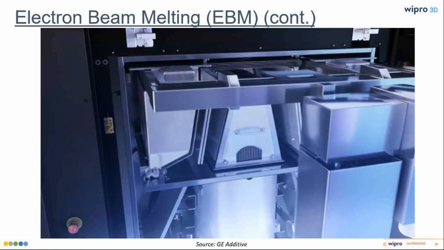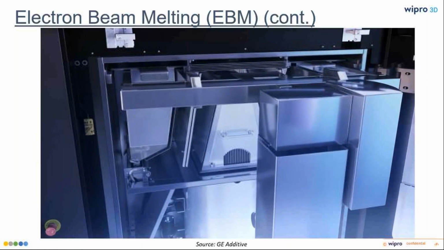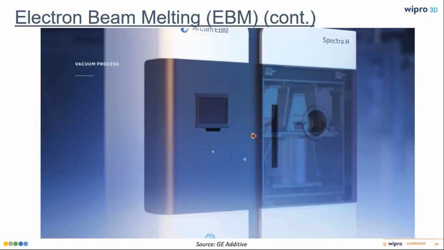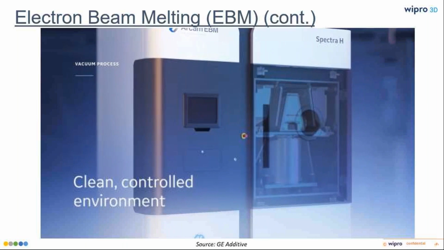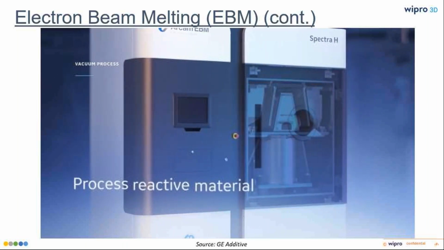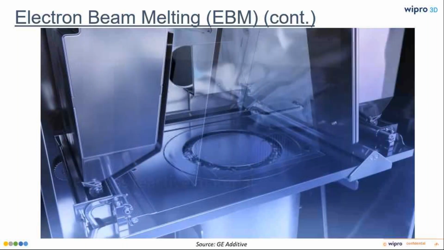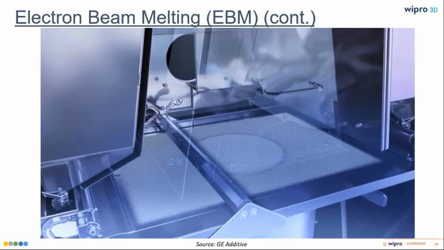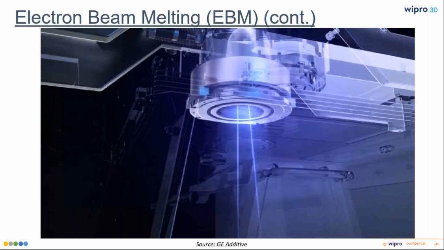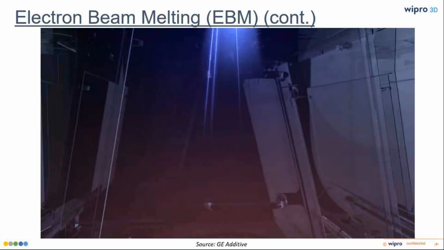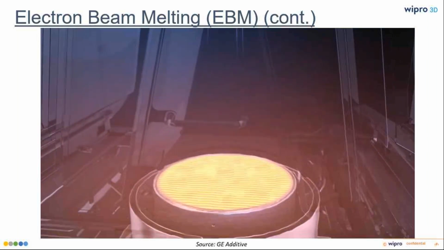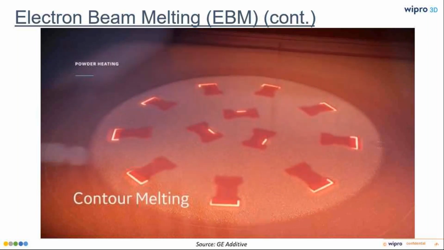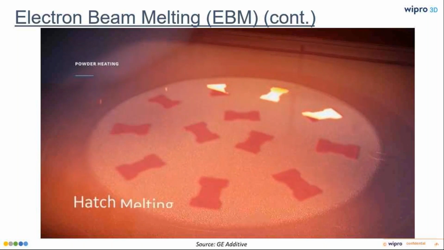Following this, metal powder is loaded into the machine. The build chamber is then closed, and a vacuum is created to ensure a clean, controlled environment that allows for the processing of reactive material. Next, RCAM EPM's powder layering system evenly distributes a thin layer of powder on the build area. A powerful 6 kilowatt electron beam heats the powder bed to the optimal ambient temperature and then proceeds to melt the powder. First, contour melting and then edge melting.